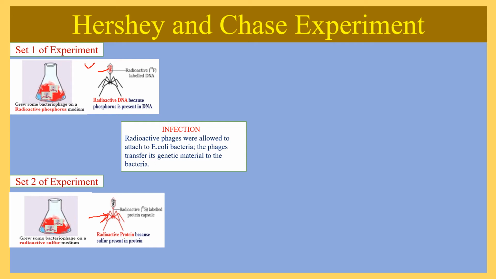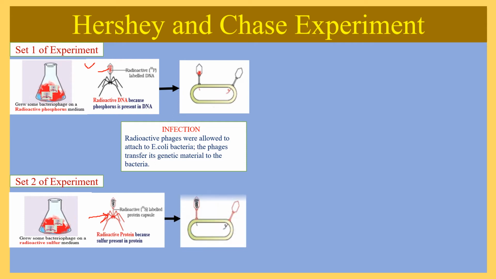In the next step, the E. coli bacteria are added into the media. The radioactive phages, that is radioactive DNA containing bacteriophages and radioactive protein coat containing bacteriophages, are allowed to infect the E. coli bacteria. After the infection, the phages transfer their genetic material into the bacteria. The question is whether the DNA inserts inside the E. coli bacteria or the protein coat.